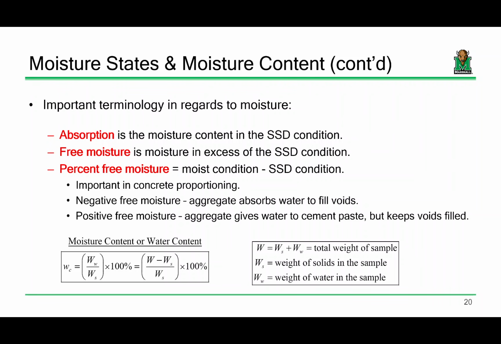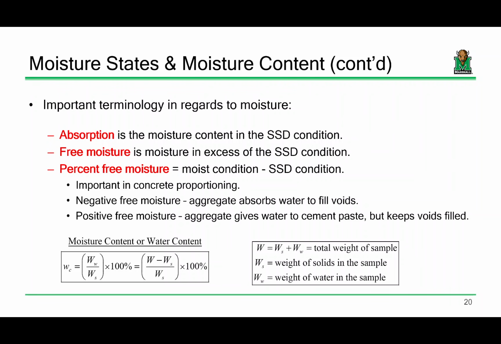And so the free moisture is just the difference between what the sample actually has versus the moisture content at SSD. So if it has negative free moisture, that means the aggregate can absorb more water to fill the voids, but if it has positive free moisture, that aggregate is already going to have moisture on it that goes into the cement paste. So you want to correct for that when you're designing your mix. Okay? Make sense? Everybody okay with that?